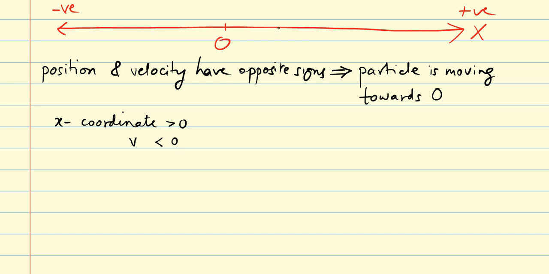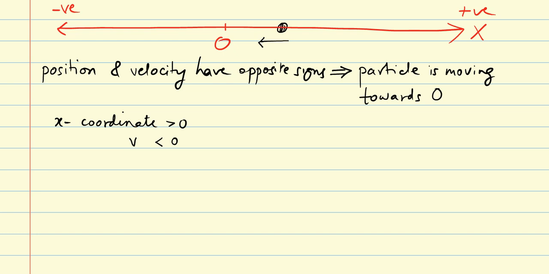And so in the diagram I'm going to show the particle over here to the right of the origin, since its x coordinate is positive. Now the velocity is negative. That would mean that the particle is traveling towards the left, because the leftward direction is the negative direction. And we can see quite clearly that indeed the particle is traveling towards the origin.